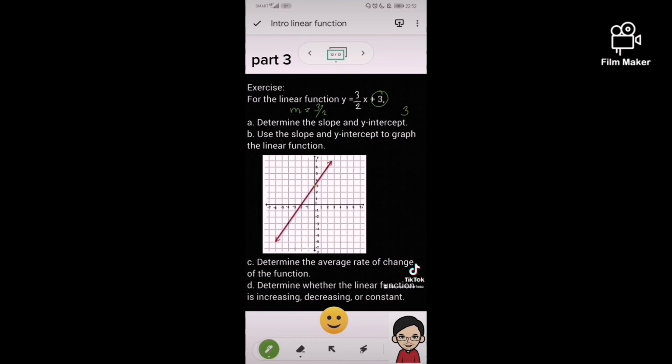Determine the average rate of change of the function. So letter C is just the same as your slope, 3 over 2. Determine whether the linear function is increasing, decreasing, or constant. Since m is greater than 0, our graph is increasing.